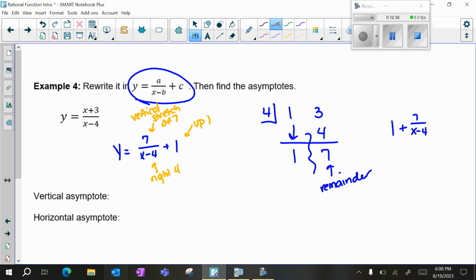And they want us to identify our asymptotes. So my vertical asymptote is going to be x equals 4 because I look to my denominator, and my horizontal asymptote for right now is going to be this piece right here. My function was shifted up 1 unit, so instead of being on the x-axis, it went up 1, which is y equals 1. So there are some examples, of course, for you to try on your own.